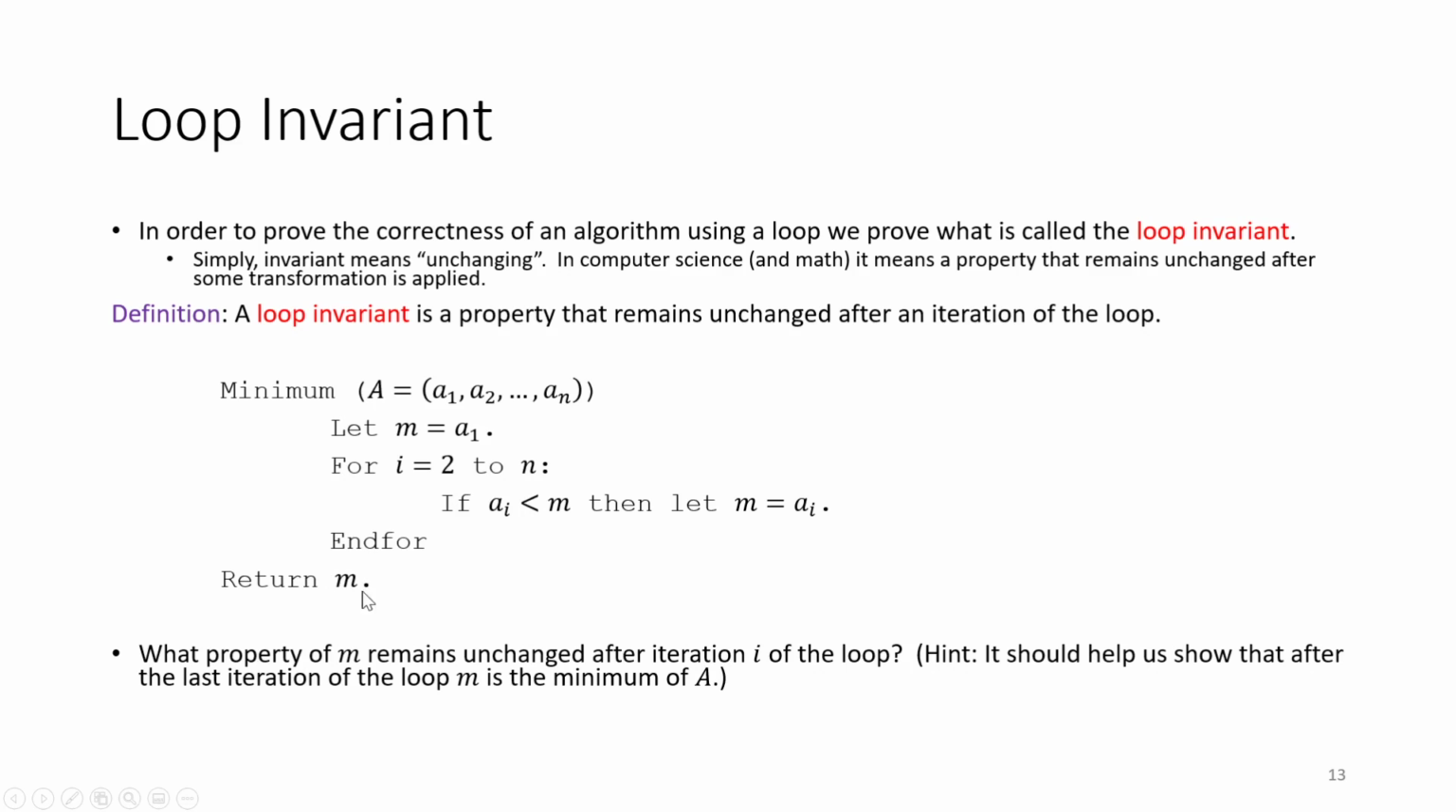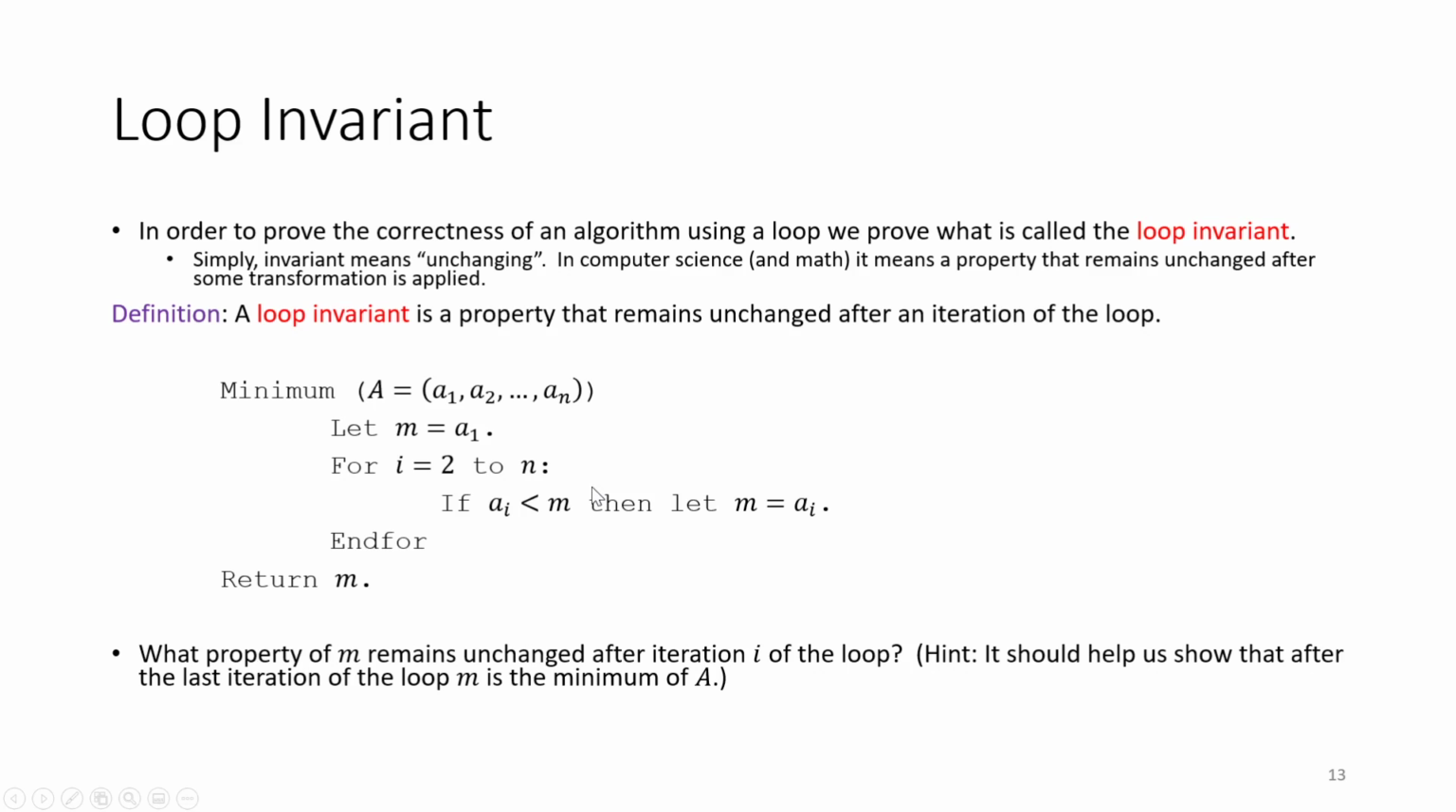We want to say that at the end of every iteration of the loop, m is what? M is an element of A, so it's not some random number we picked. It has to be one of these a1 to an, and it's supposed to be less than or equal to all of them. That's what we're trying to prove.